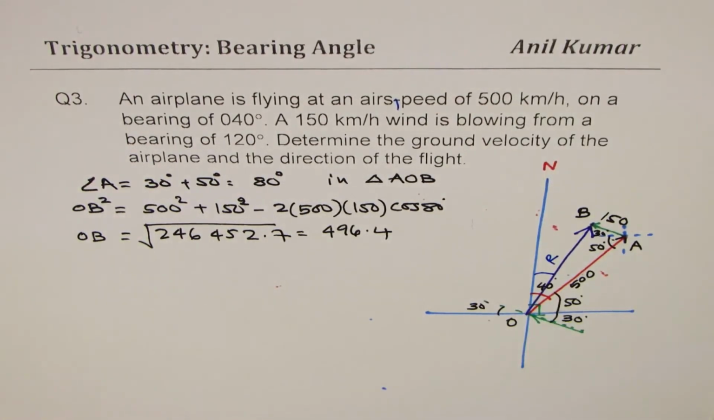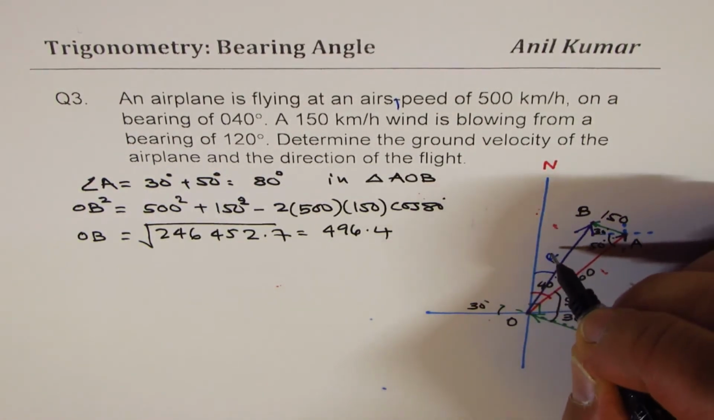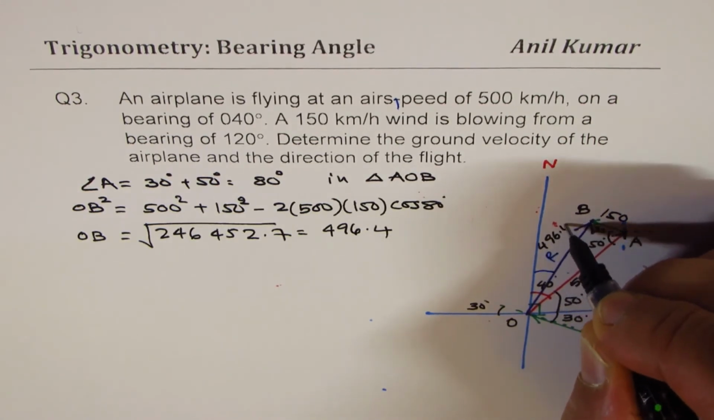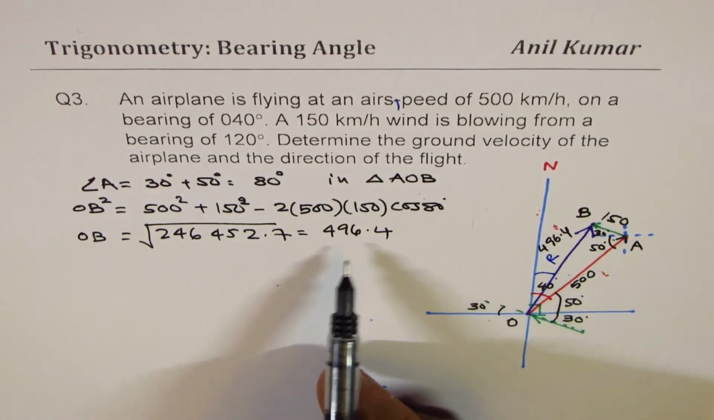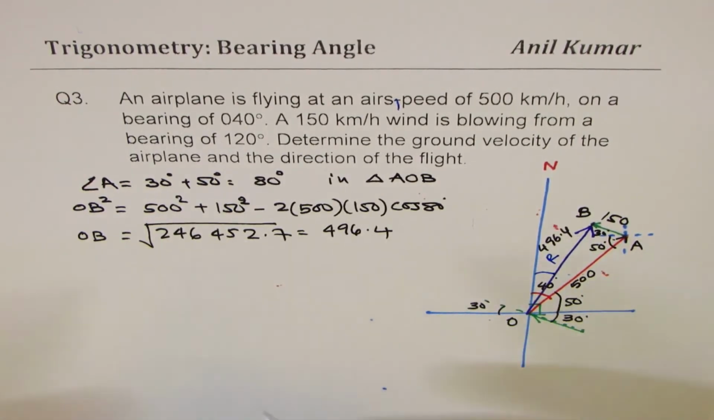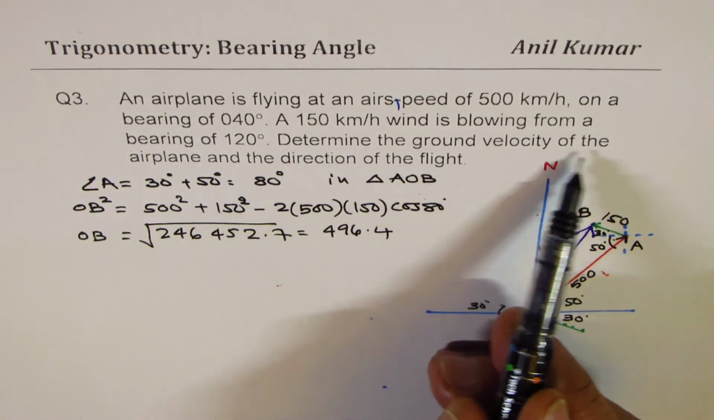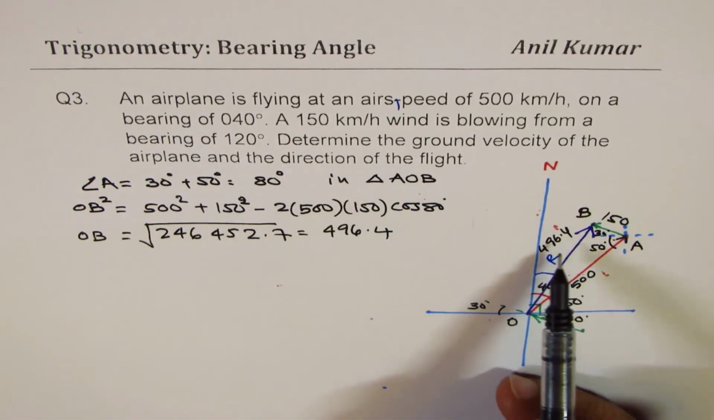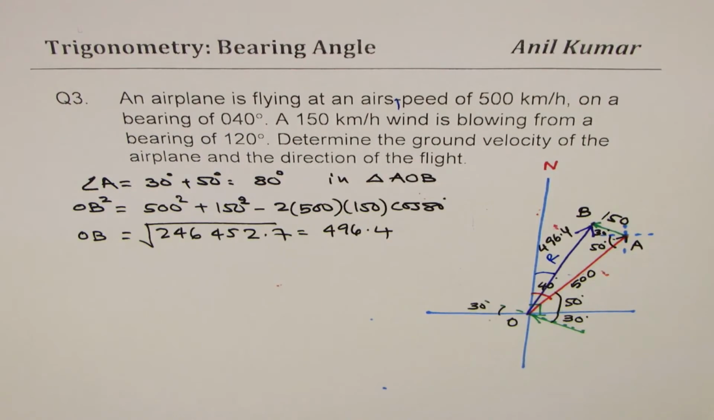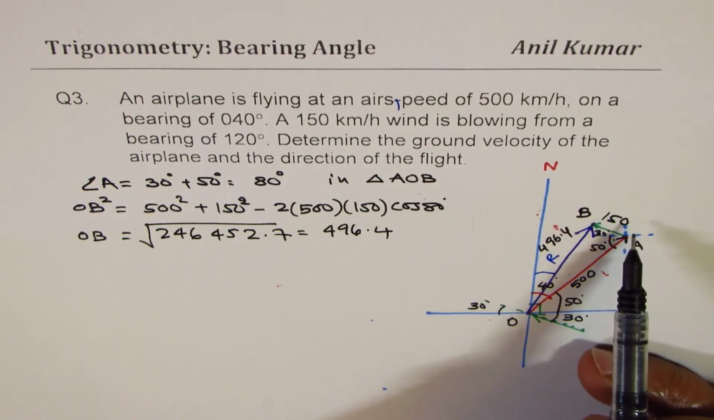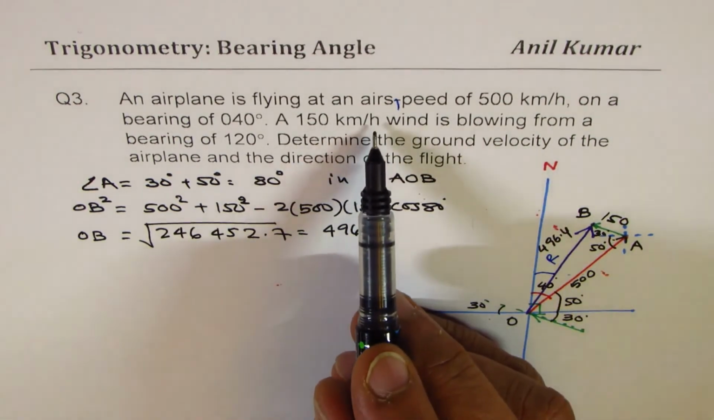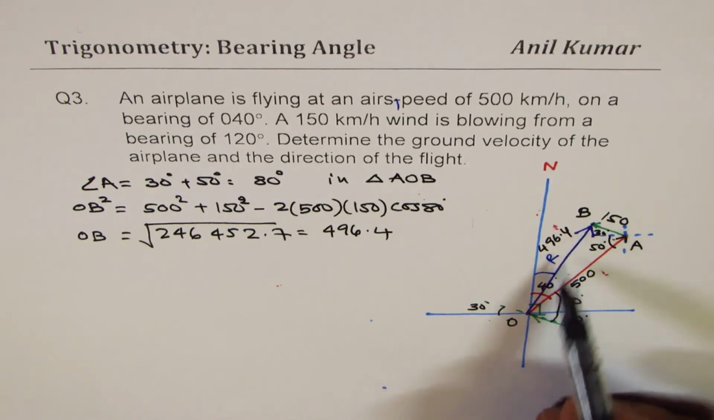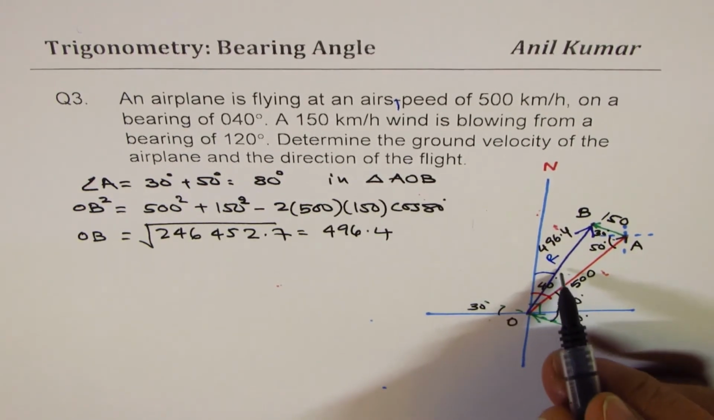Okay. So what we get here is 496.4. Okay. Now, OB is known to us. So we know that the ground velocity of the airplane is 496.4. Since 150 is actually kilometers per hour, we just took a situation where time is 1 hour. So the distance represents the velocity. Now let's find the angle.